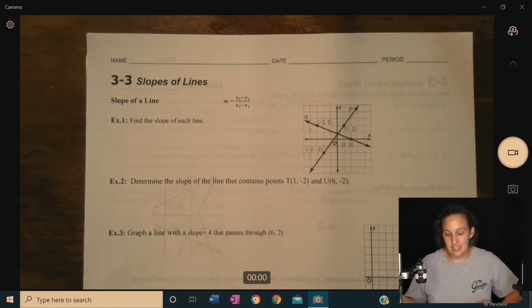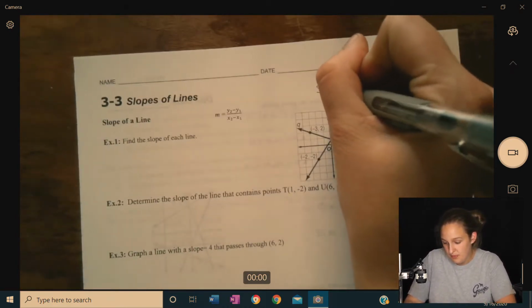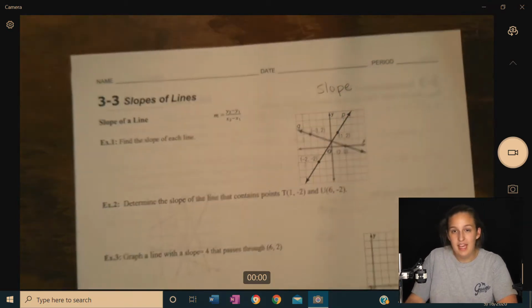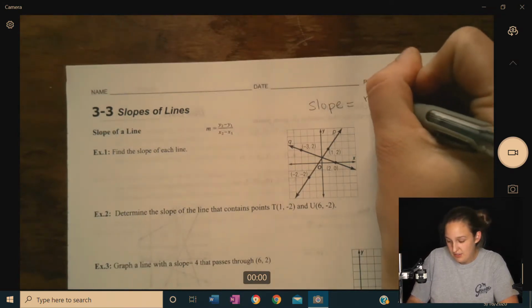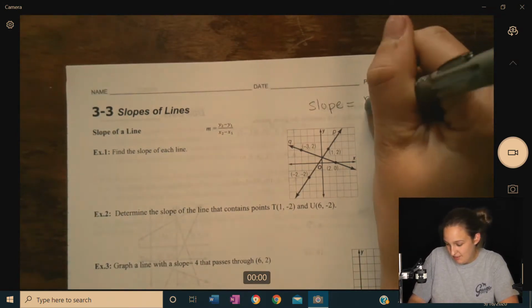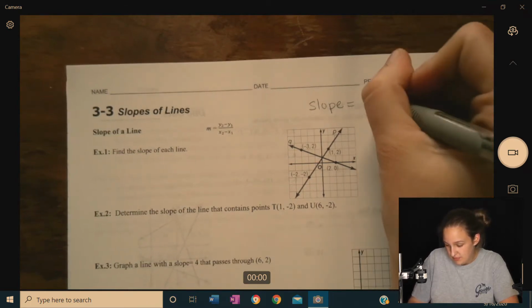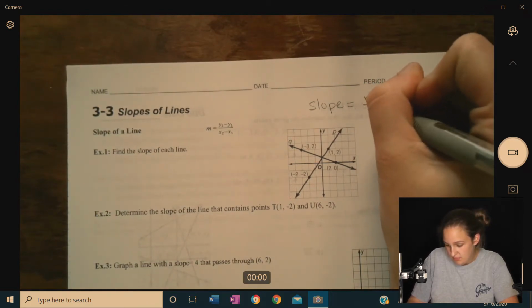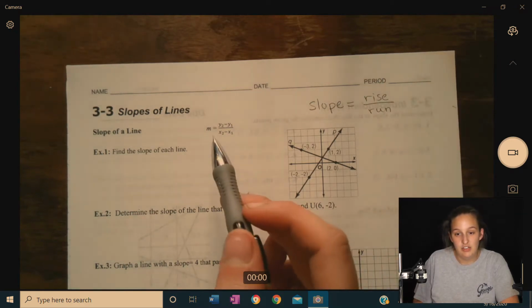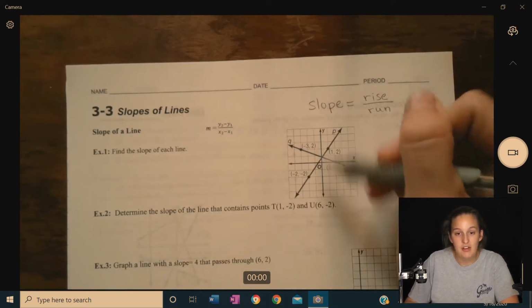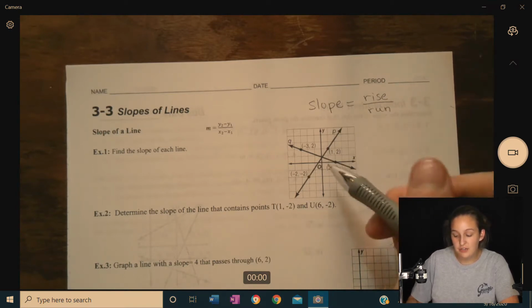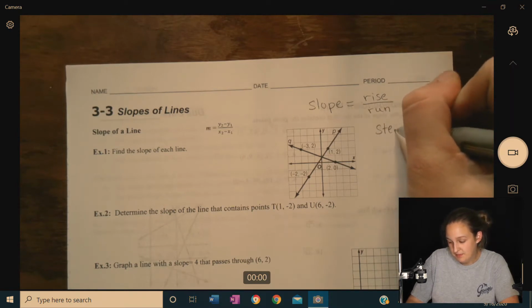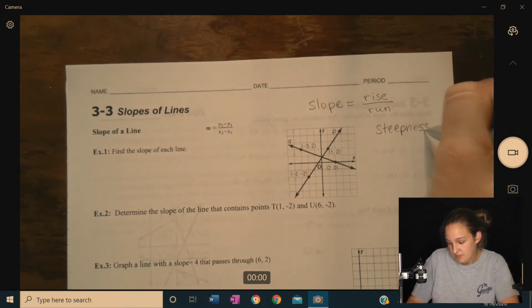All right, so the first thing is, what is the slope? Well, the slope of something is going to be how it changes, your rate of change. And in this case, it's often called the rise over run. So it's how the y's change, the rise up and down, versus how the x's change. And that tells you the steepness of your line.